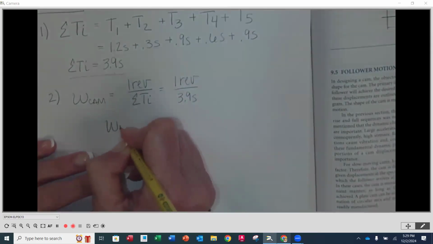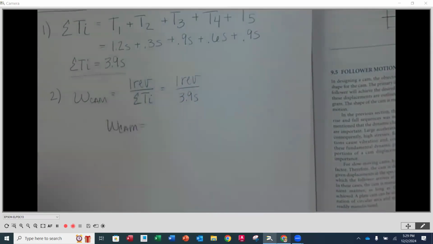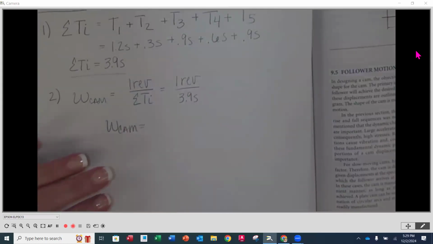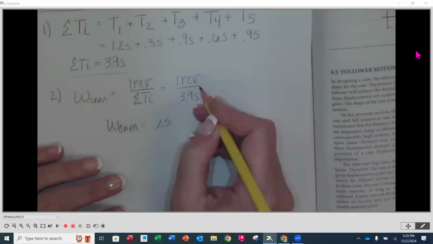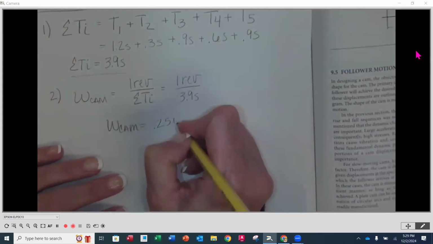So the angular velocity of our cam is what? Everybody should have their calculators out and doing this along with me. What is it? 0.2564, did you get? Well, that's what we're going to write right now because we're in revolutions per second.